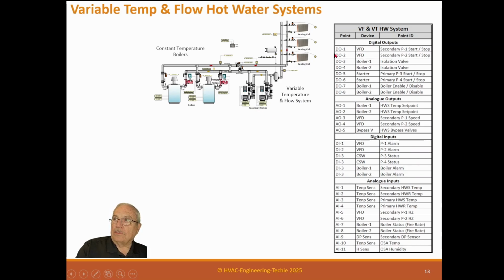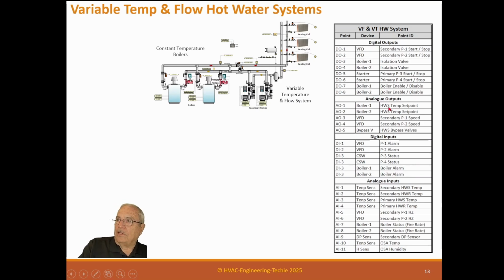So here are the points. Digital output 1 is P1 secondary, DO2 is secondary P2, DO3 is boiler 1 isolation valve, DO4 is boiler 2 isolation valve, DO5 is the starter for the first boiler primary pump. DO6 is the second boiler primary pump. DO7 is boiler 1 enable/disable, and DO8 is boiler 2 enable/disable.